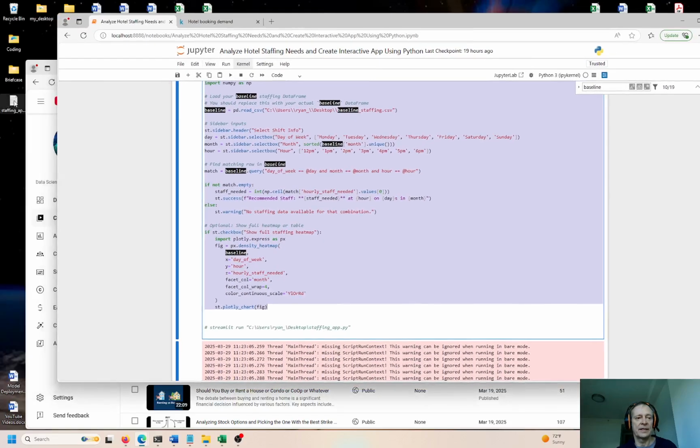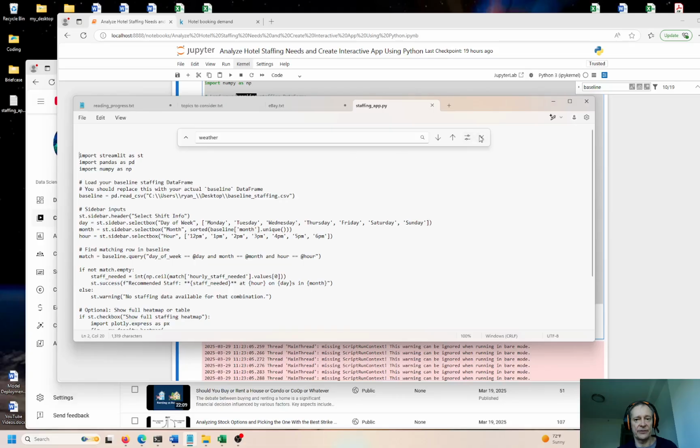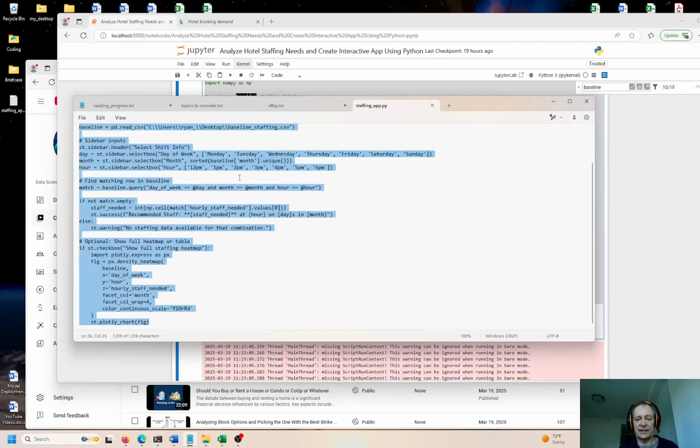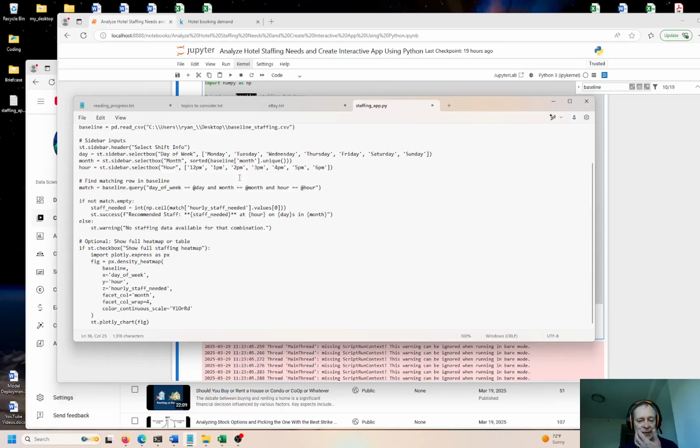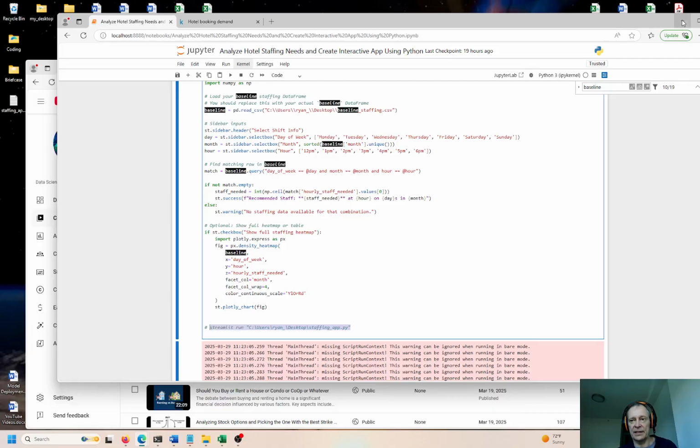Go over here, and I have the staffing application. Okay, and that is over here. So I'm going to close that and put everything I just pasted into here. Control C, Control V to paste it. And I'm going to save that. Okay, I'm going to save this file right now, save and close it. And then I can go ahead and run the app from here using Streamlit and Python.